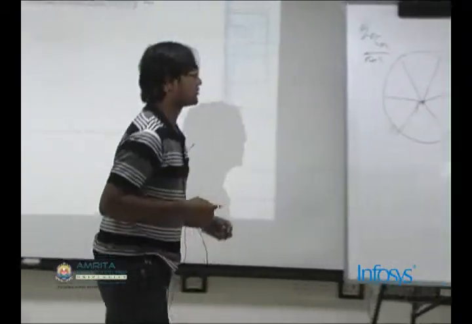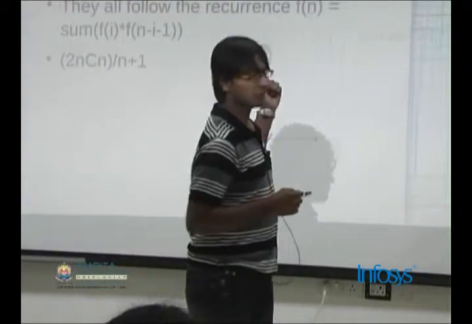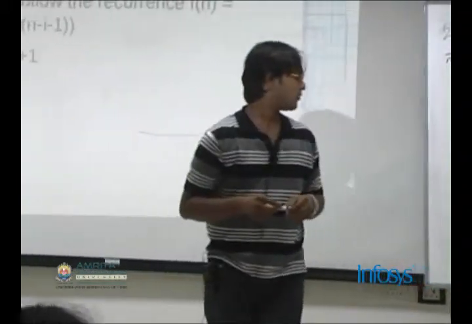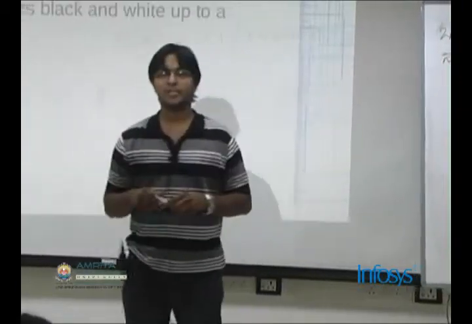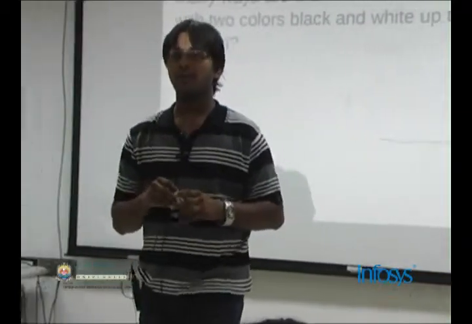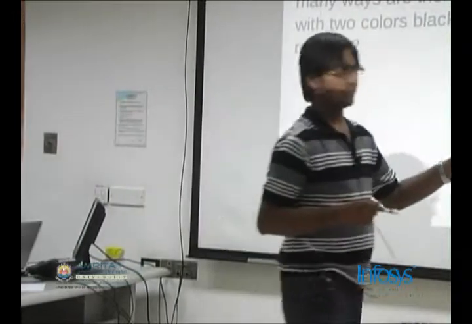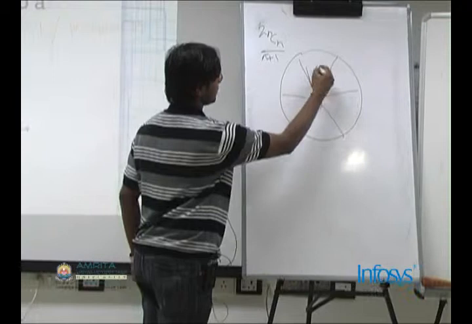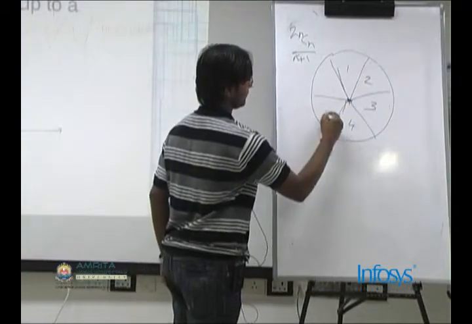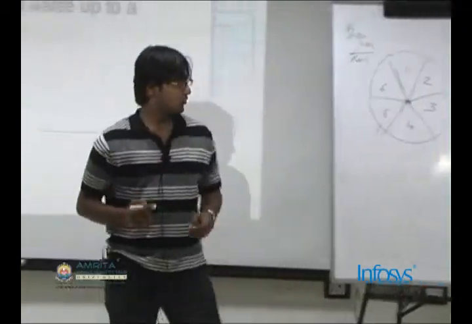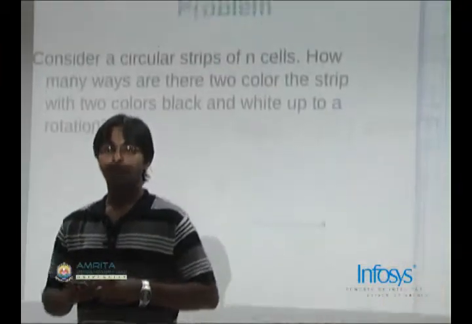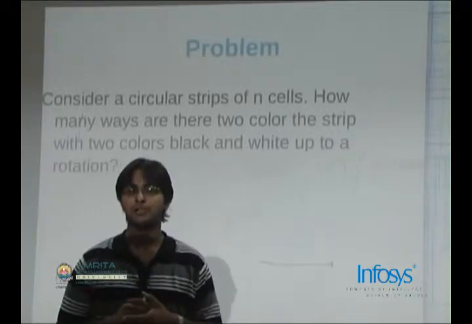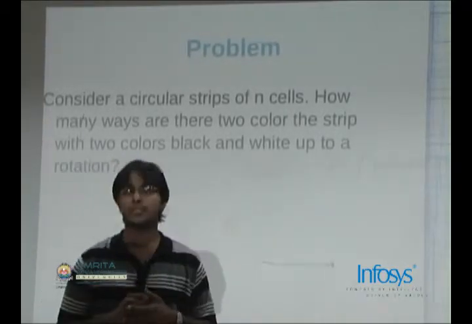So probably this is the last problem I'll be discussing. This doesn't involve the Catalan number, it's just a counting problem. There is a circle with n sectors, like a pie chart. Let's number these sectors as 1, 2, 3, 4, 5, 6. You are given k colors and you need to report the number of ways to color this pie chart such that no two adjacent sectors are of the same color.